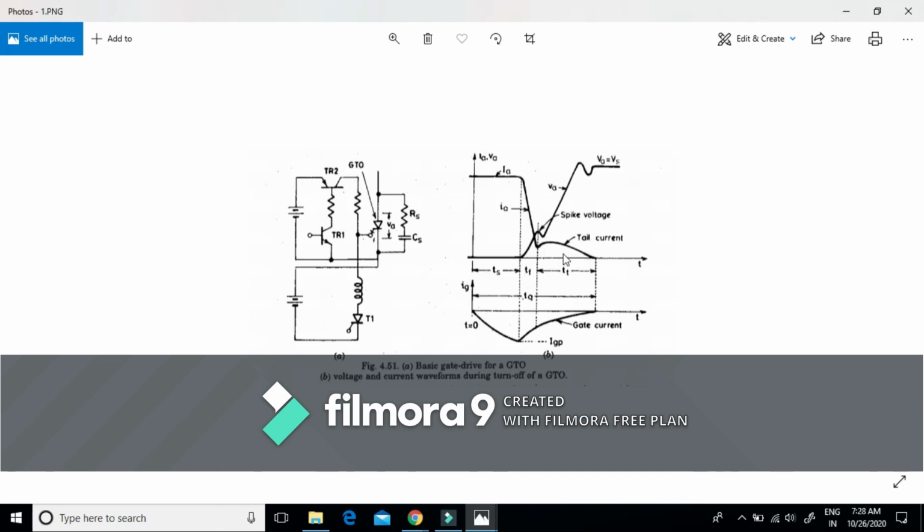Now this tail period starts from where there is a sudden spike in voltage due to the presence of these RS and CS parameters, till it settles back to its original value. At that time, our tail current becomes equal to 0. Gate current is also reduced to 0. This whole turn off process is completed when this tail current reaches 0. This overshoot voltage and tail current can be decreased by increasing the size of parameter CS of the snubber circuit. This may increase the snubber losses.